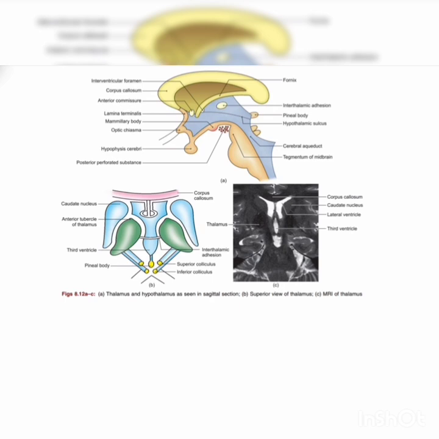Thalamus and hypothalamus in sagittal section, that is A. Here you can see the thalamus, hypothalamus, the pineal body, cerebral aqueduct, the mammillary body, and B shows superior view of thalamus, and the third one, C, is an MRI of thalamus.